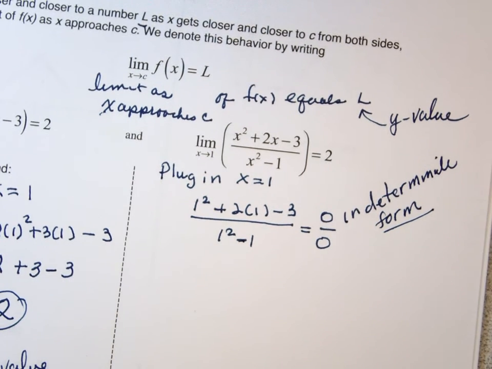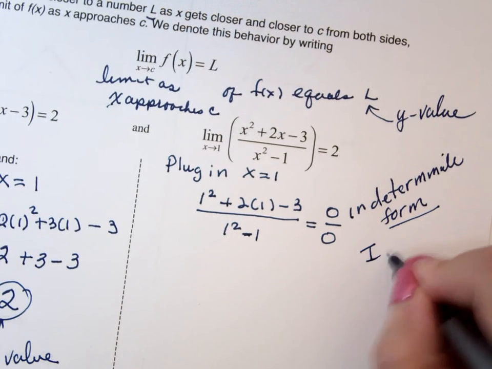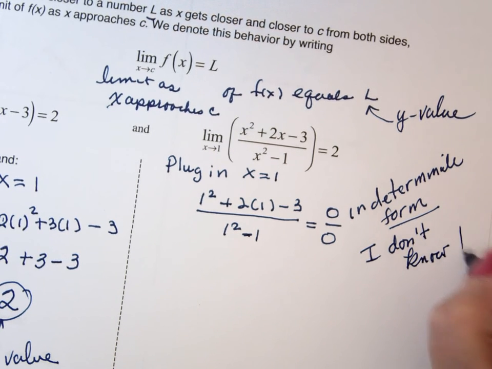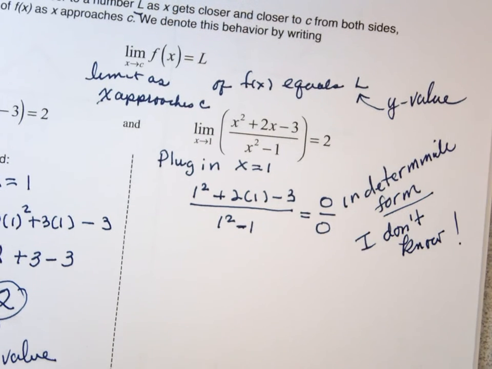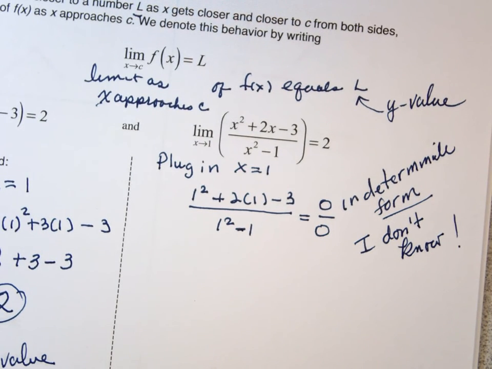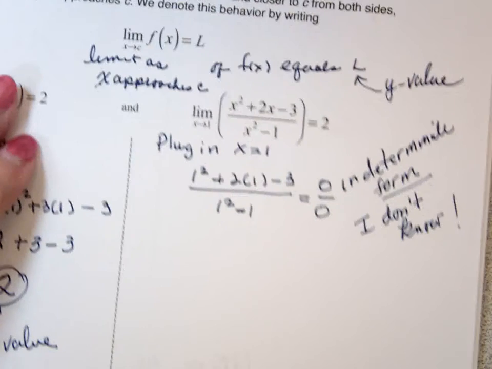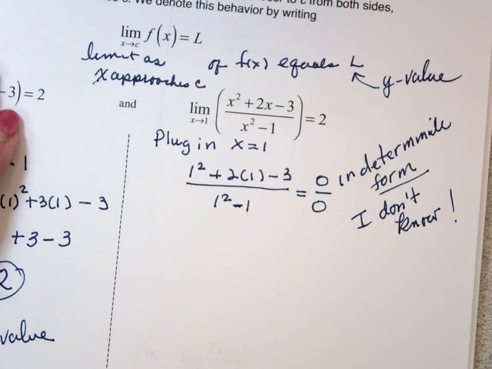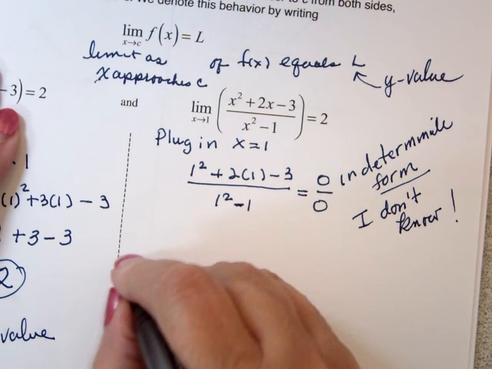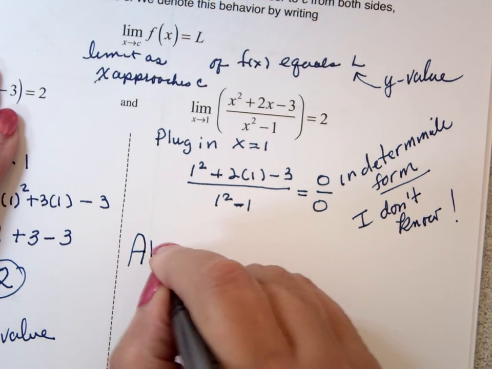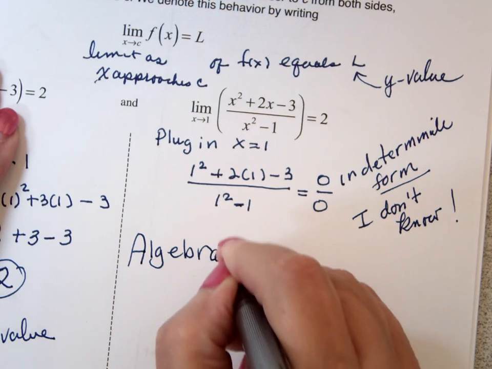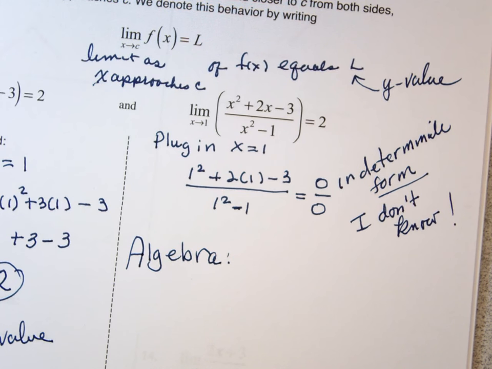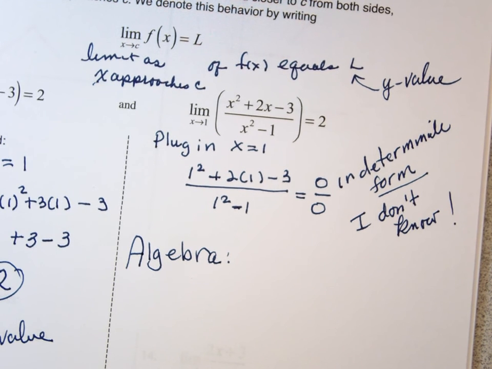Now, what that really says is this: I don't know. Zero over 0, what is it? I don't know. Now, how can I find out? Zero over 0 will scream at this point in time one word: algebra. And I'm going to reach into my toolbox and say, from college algebra, we have a tool.